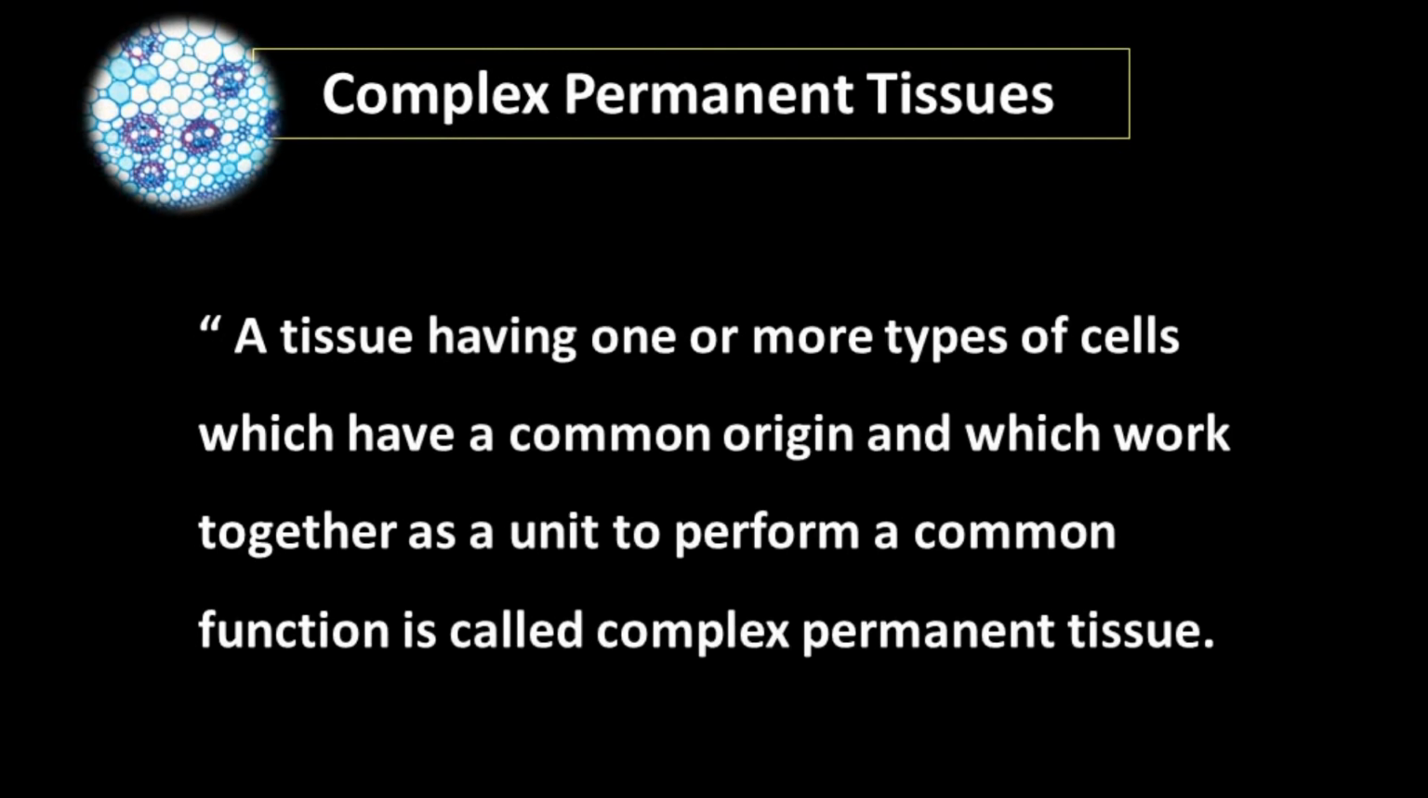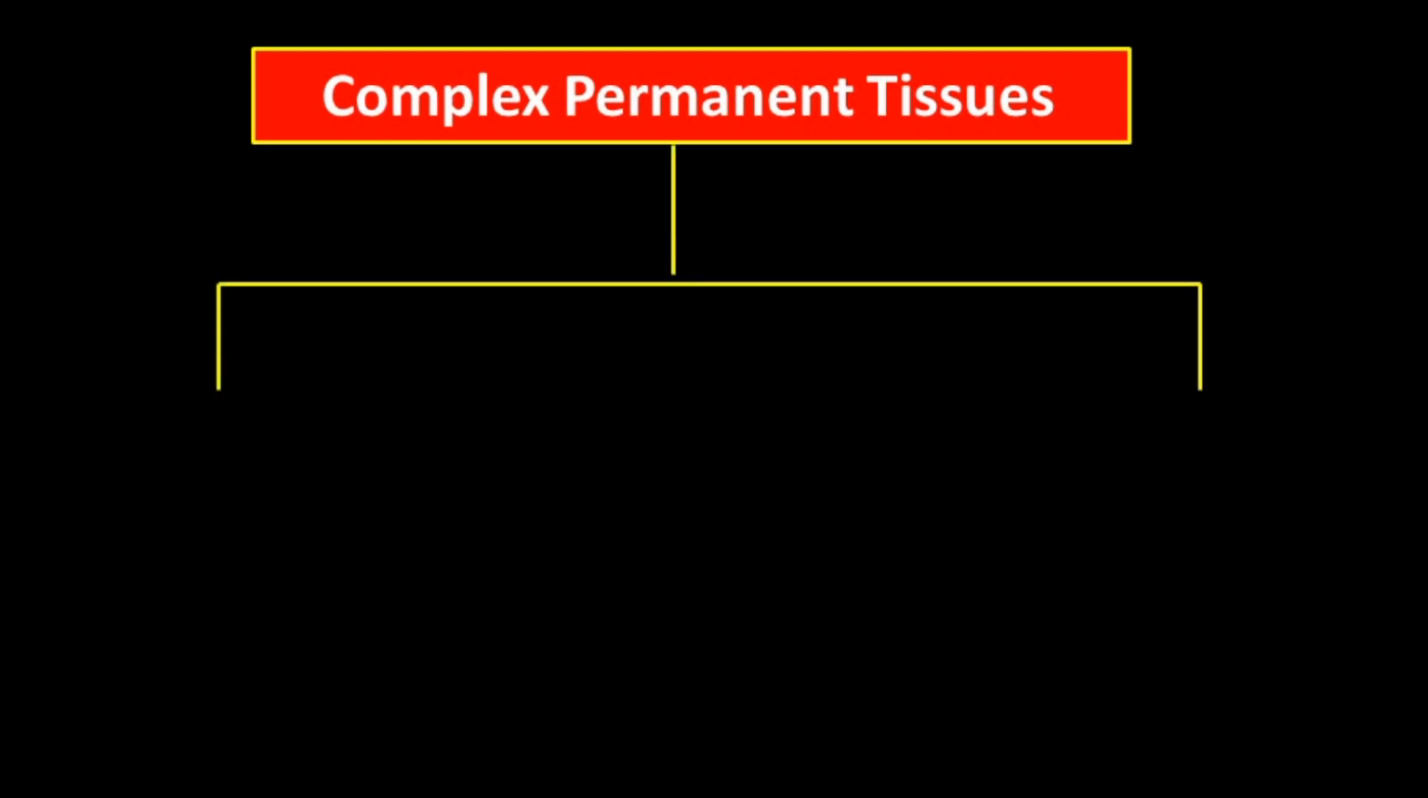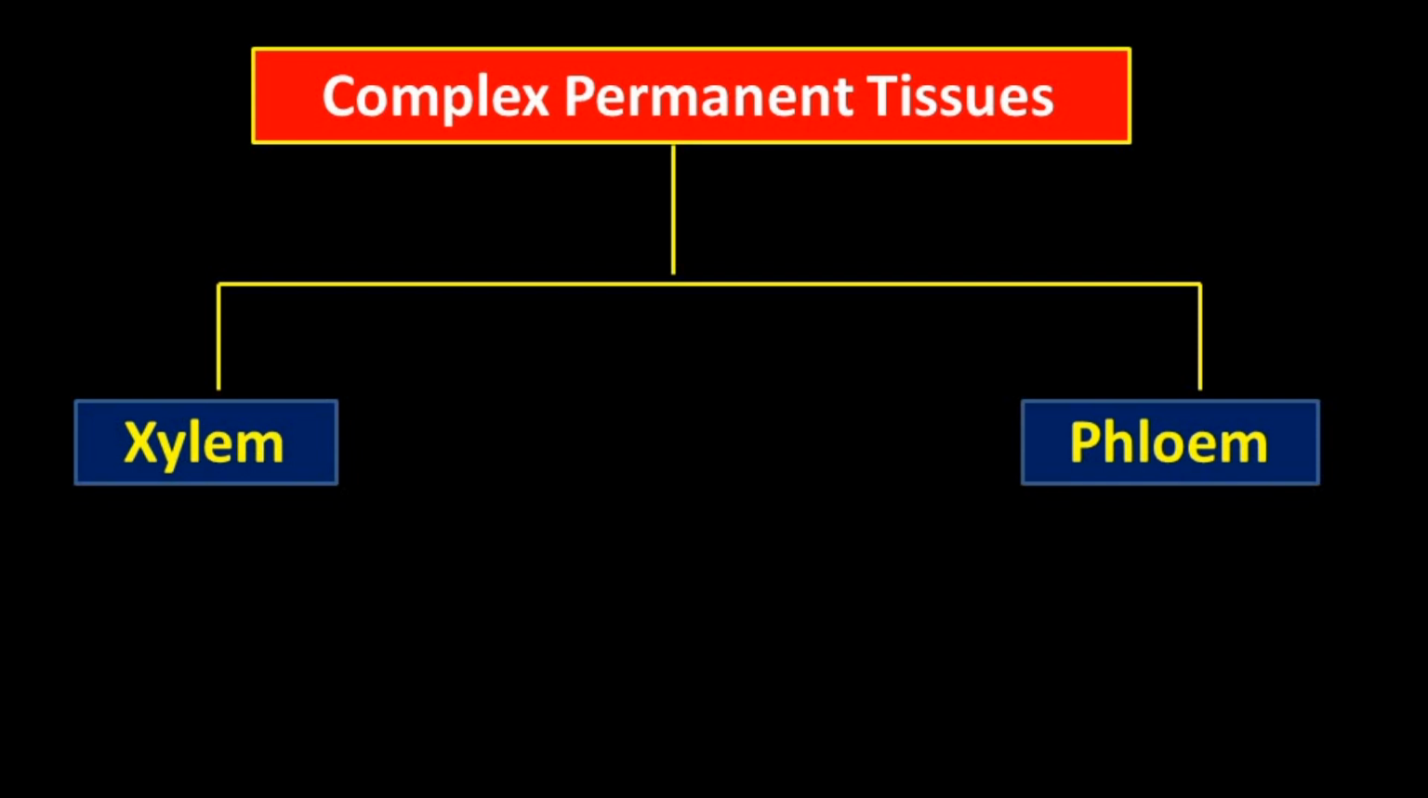Now, complex permanent tissue. This group of cells has one or more types of cells. They have a common origin and they work together as a unit to perform the same function. This type of tissue is known as complex permanent tissue. It means one or more types of cells are present in this tissue. Complex permanent tissues are mainly classified into two types, that is xylem tissue and phloem tissue.